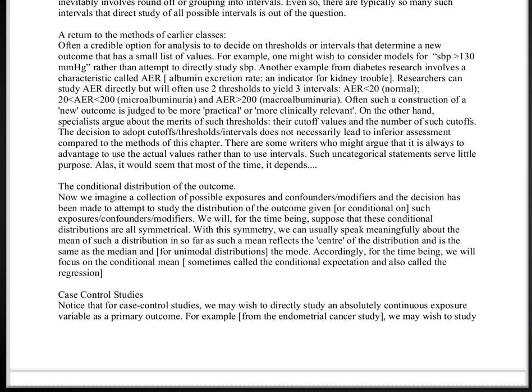So, but in any case, if we did have a set of intervals like that, then you could say, okay, at least they're ordinal now, rather than measured, okay? And it might well be that we get what might be called clinically relevant analyses rather than simply the study of the actual albumin excretion rate by some means. Okay, so the challenge of adopting these thresholds is one that's complicated.